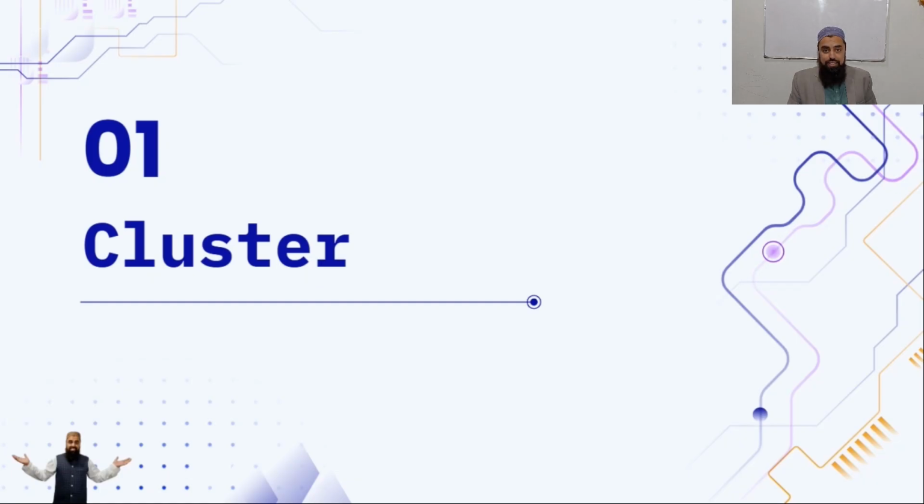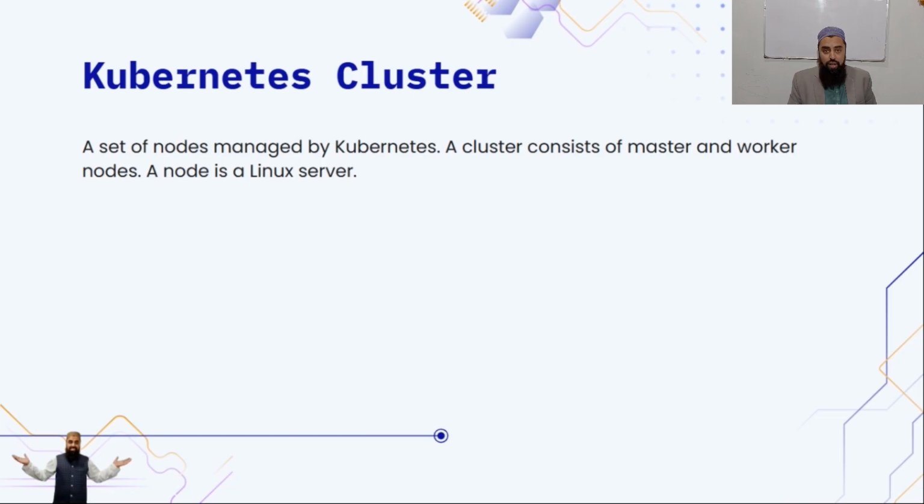What is a Kubernetes cluster? Which is number one Kubernetes terminology in today's lecture. A Kubernetes cluster is a set of nodes managed by Kubernetes. That can be one master node and one worker node, which would be the simplest Kubernetes cluster, or 3 master nodes and 12 worker nodes, which would be the best cluster for high availability and scalability of our applications. A cluster consists of master and worker nodes.